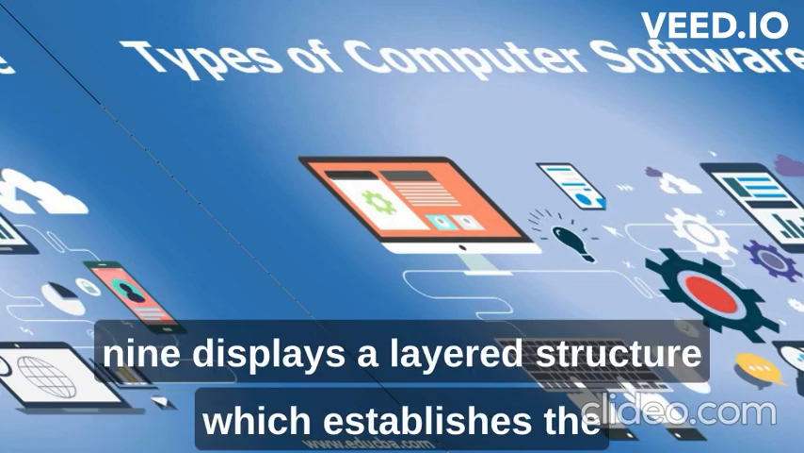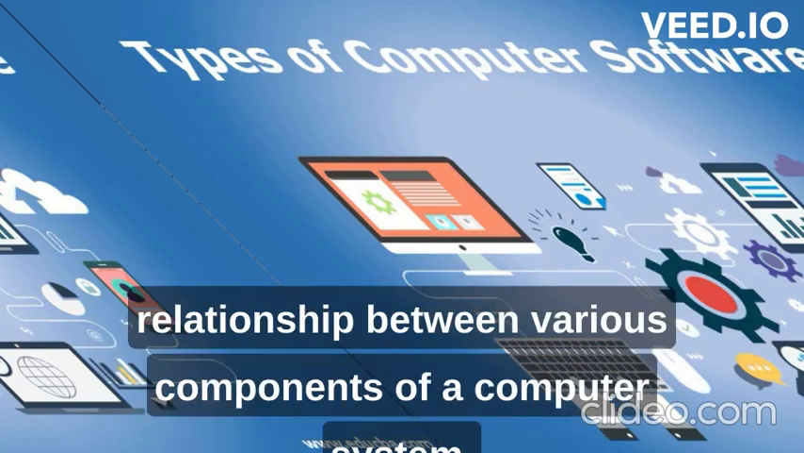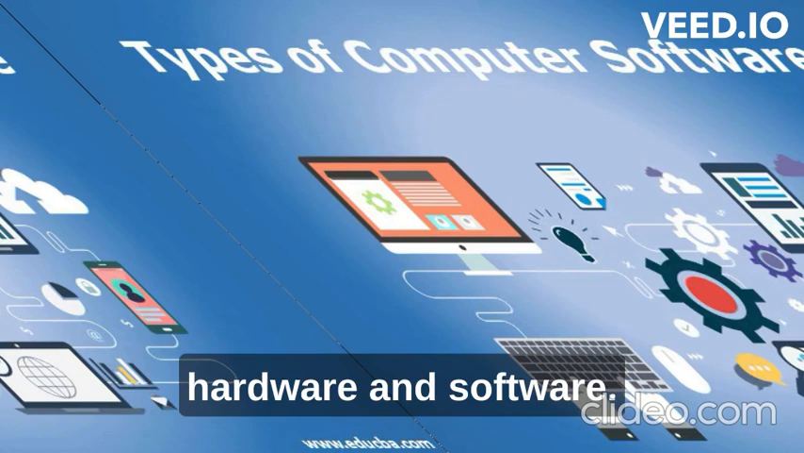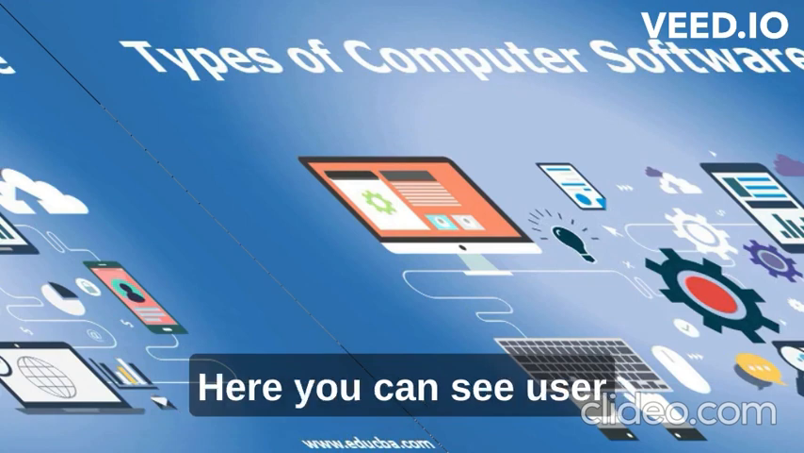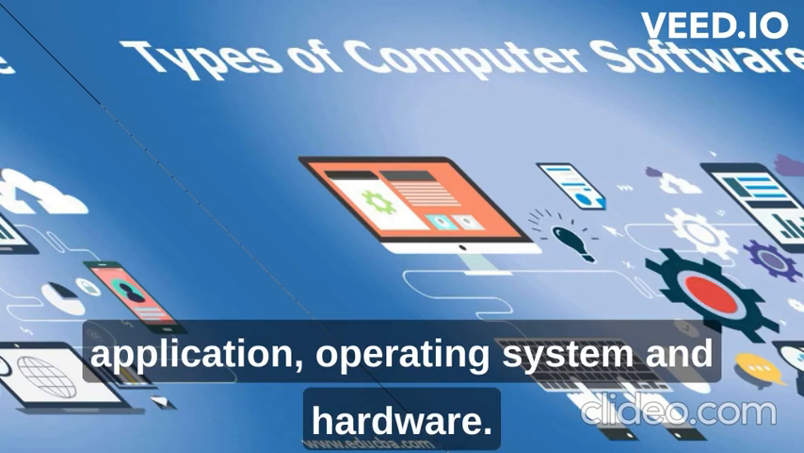Relationship between hardware and software. Figure 2.9 displays a layered structure which establishes the relationship between various components of a computer system, hardware and software. Here you can see user, application, operating system, and hardware.